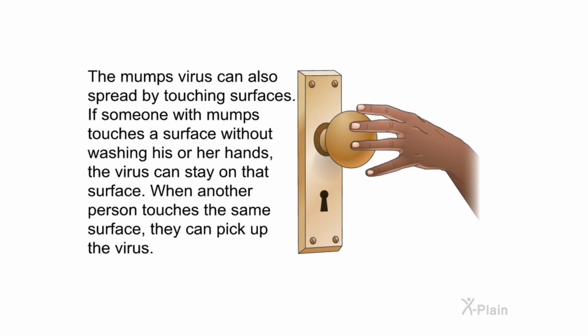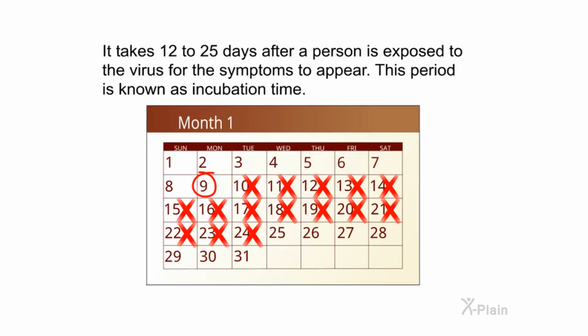The mumps virus can also spread by touching surfaces. If someone with mumps touches a surface without washing his or her hands, the virus can stay on that surface. When another person touches the same surface, they can pick up the virus. It takes 12 to 25 days after a person is exposed to the virus for the symptoms to appear. This period is known as incubation time.